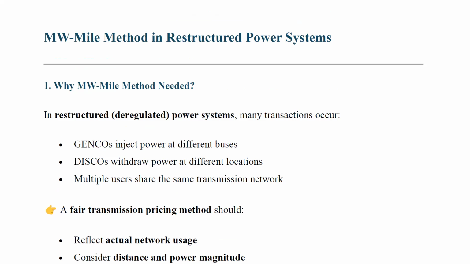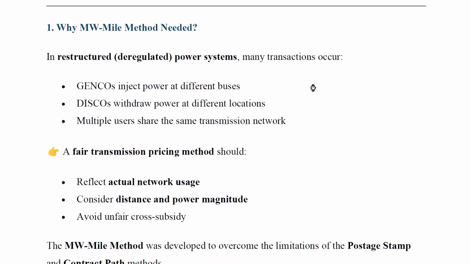Today, we are going to see a topic on the megawatt mile method in restructured power systems. In a restructured power system, many transactions occur. For example, Gencos inject power at different buses, and distribution companies withdraw power at different locations. Multiple users share the same transmission network.